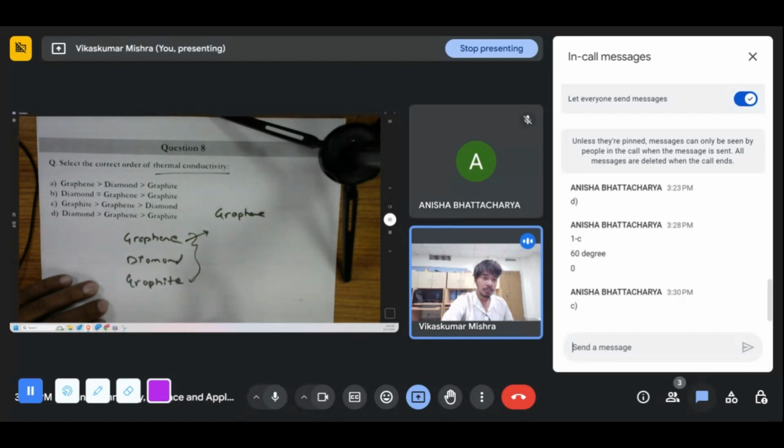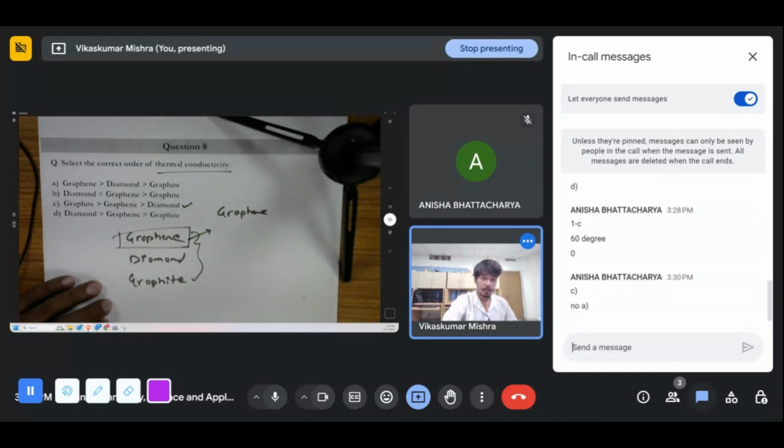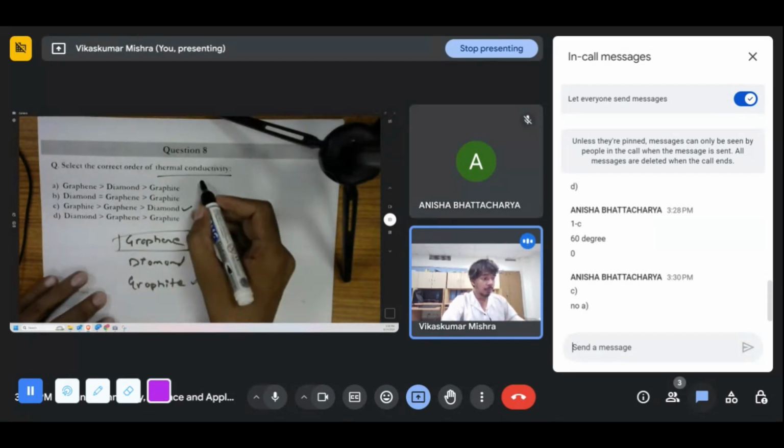Anissa is telling that option C is the right answer. So graphene has the more thermal conductivity, right? Yes, option A is the right answer. What does the thermal conductivity depend upon? It depends upon the bondings.